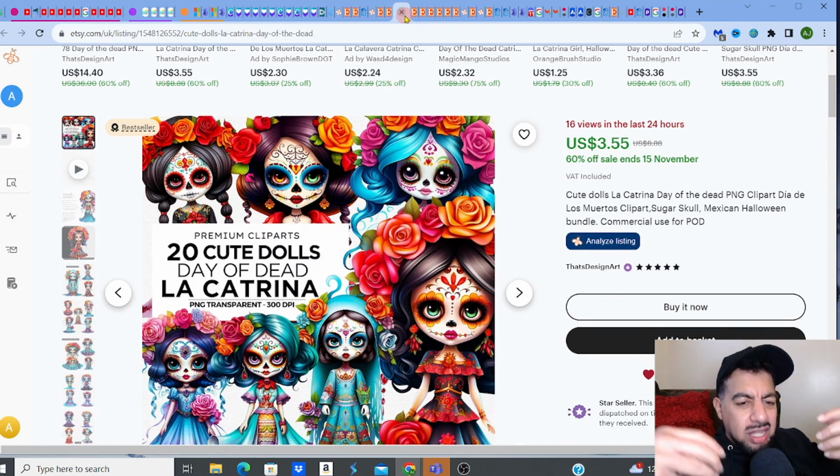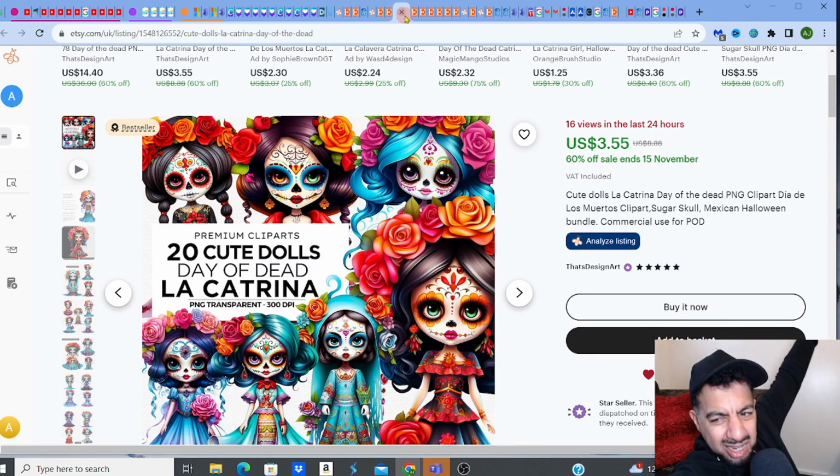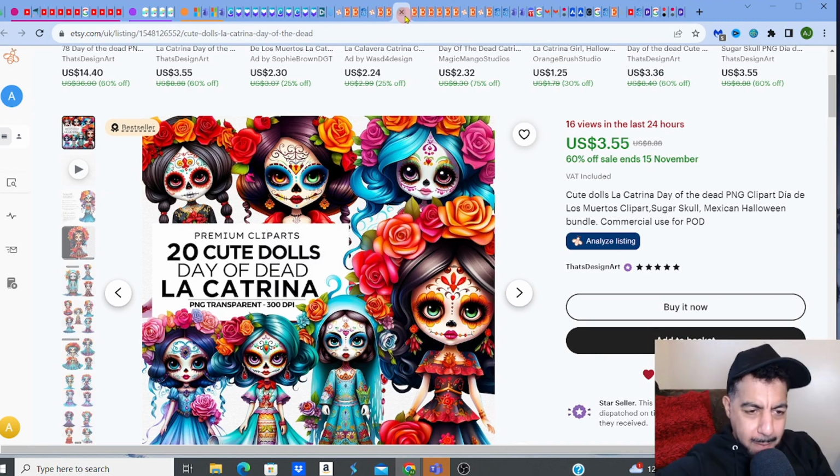Basically, they're touching on things that are coming up, right? Holidays, celebrations, times of the year that are important, that people search for things. This time it's Day of the Dead, right? Look at these little cute dolls. La Catrina, Day of the Dead, PNG, Clipart, Dia de los Muertos. Gee, check it out, man. So these little dolls, right?